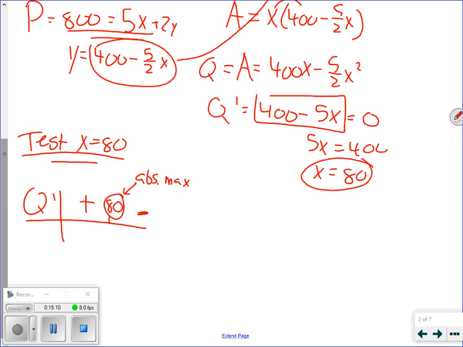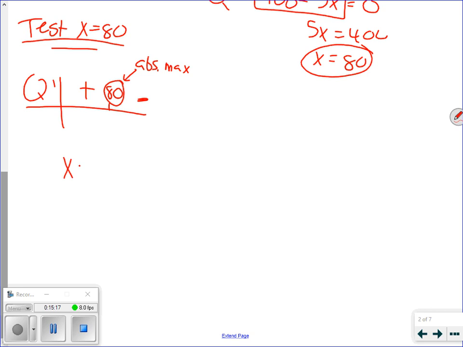So it's asking for the maximum area. We got that x is equal to 80, so that's good. We need to figure out what y equals. And remember that y is just equal to 400 minus 5/2 x, so 5/2 of 80. So y equals, in this case, what would that be? 40 times 5, y equals 200.